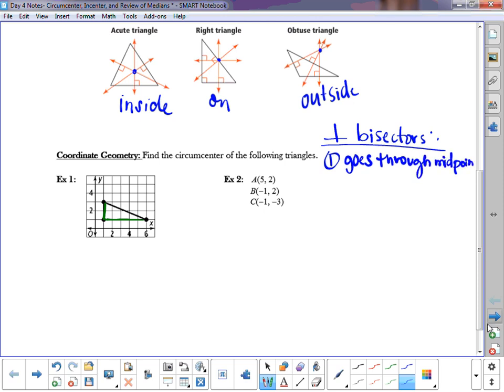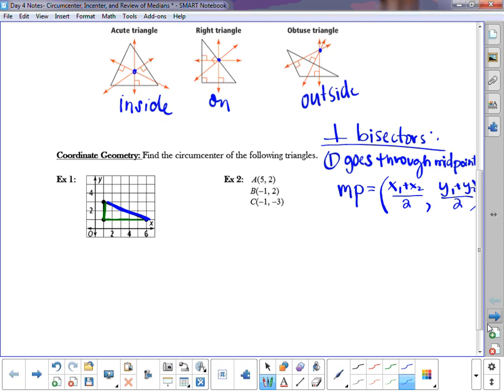Now, it's pretty easy to find the midpoint of this side here. But say I was trying to find the midpoint of this side. How do we find the midpoint if we don't have a picture? The formula! Remember back in August or September, before snow was even a thought in your mind? We had a midpoint formula. It was the sum of my x's divided by 2, which gave me my x coordinate, and then the sum of my y's divided by 2, which was my y coordinate.